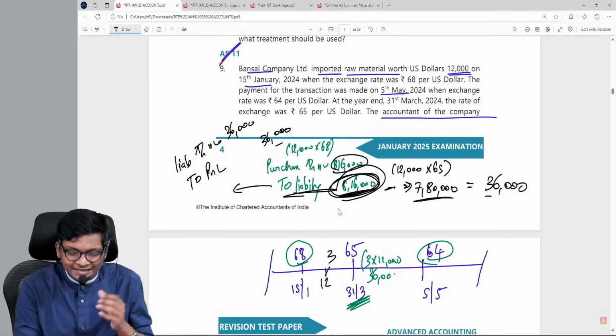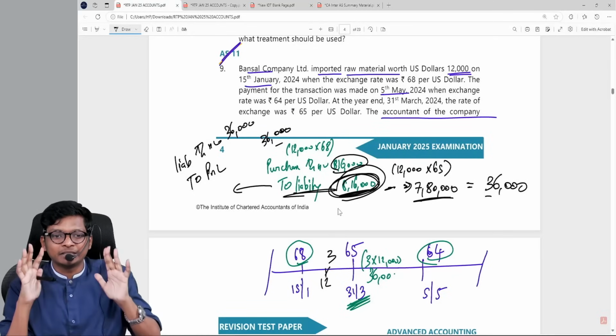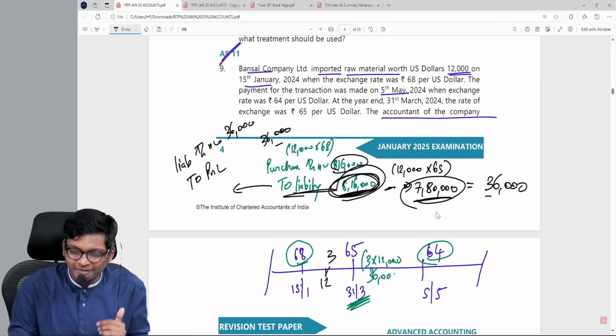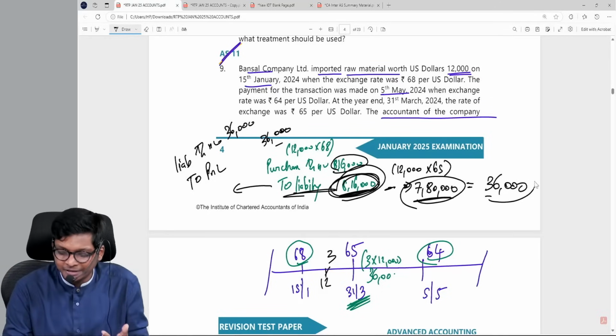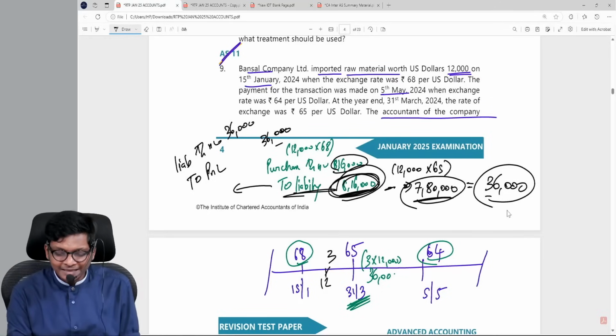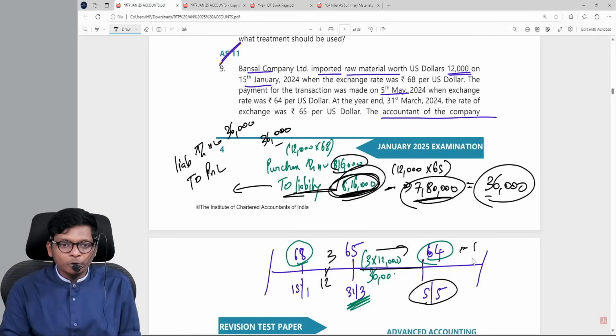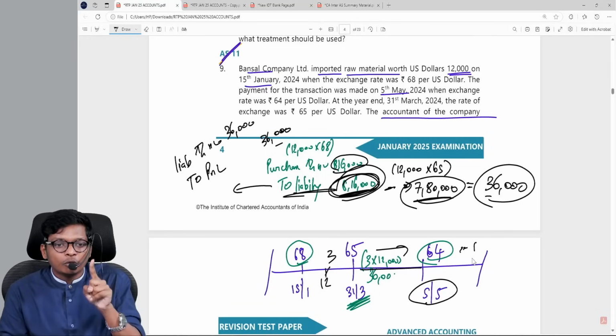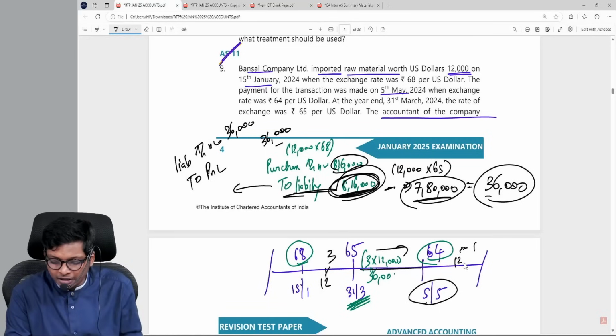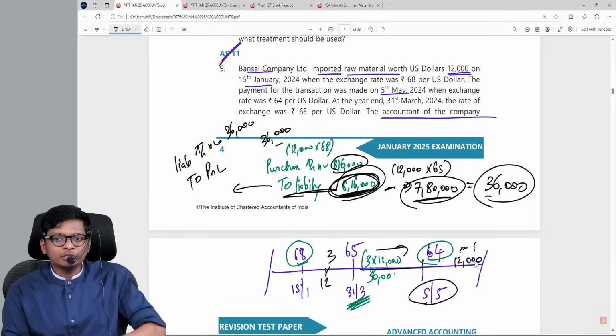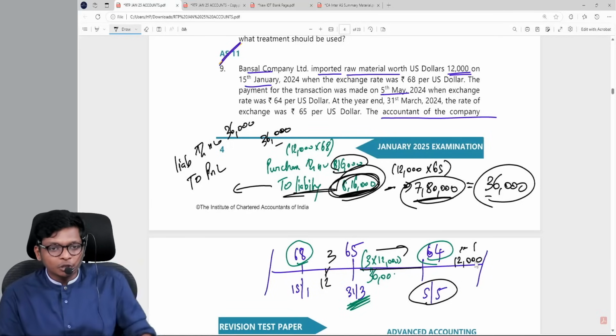Sir, first I created liability for 8 lakh 16. Now my liability has reduced to 7 lakh 80. So I will reverse the liability to the extent of 36,000. Again, on settlement day on 5th May, it reduced by 1 rupee. Again, how much am I saving? 1 rupee per dollar into how many dollars? 12,000. So 12,000 into 1 is 12,000 rupees I am saving.